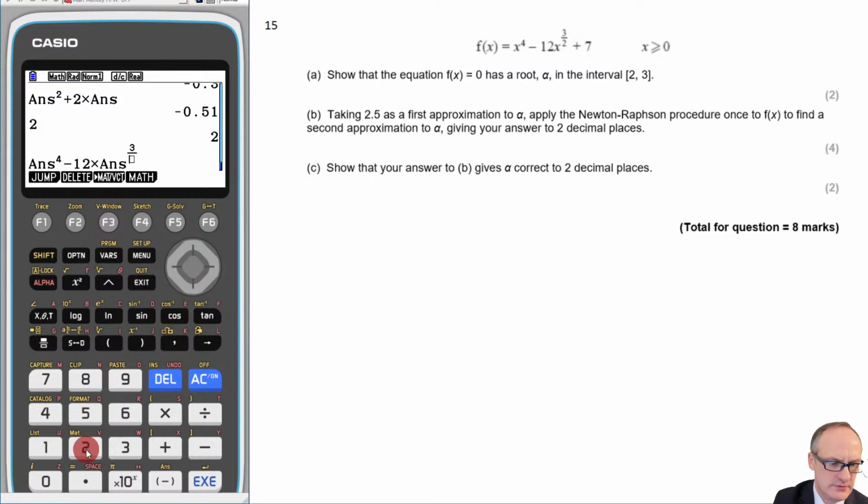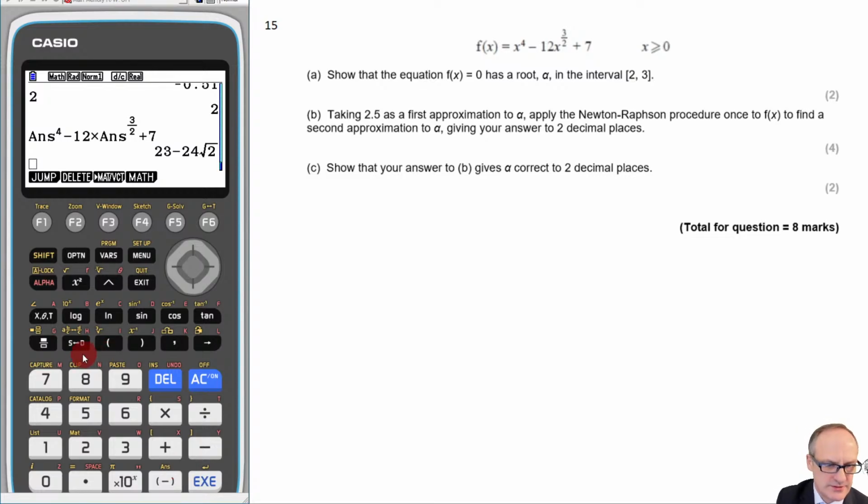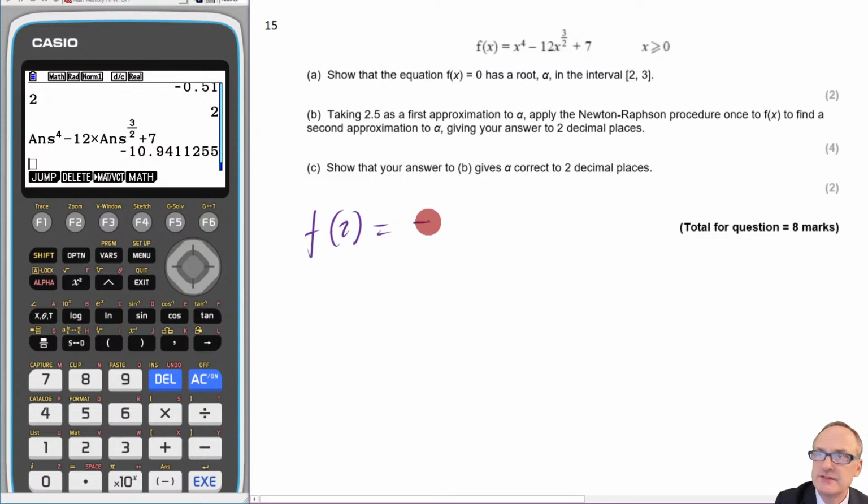Let's put that over 2, and then we're going to plus 7. We don't want to do it just there, we make sure it gets to the end and do plus 7 there. We get this answer, and we want to change it into a decimal. That gives me minus 10.94. So f of 2 is minus 10.94.